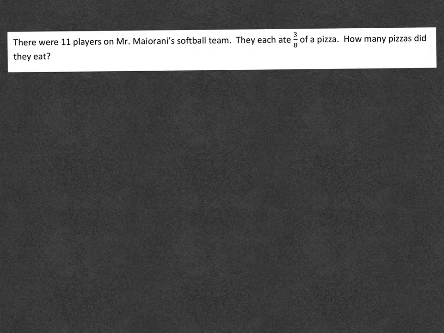There were 11 players on Mr. Majorani's softball team. They each ate 3/8 of a pizza. How many pizzas did they eat? All right. So remember when we did the word problems, we always want to try to do the read, draw, and write, right? We want to read it to make sure we understand it, and we reread it several times to really understand and maybe circle and underline important information. Then we can help to draw a picture, and then we write about it.